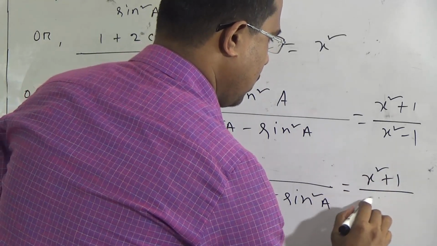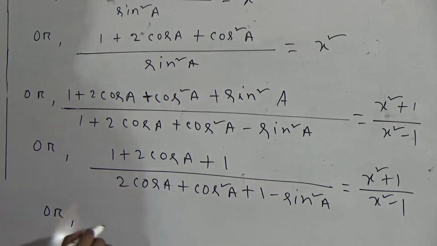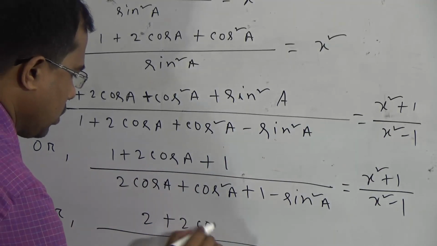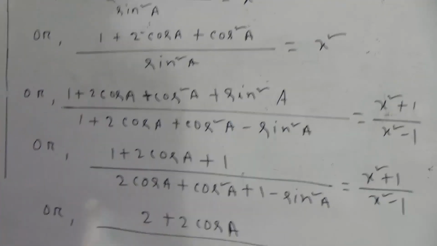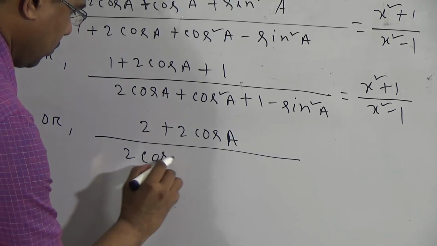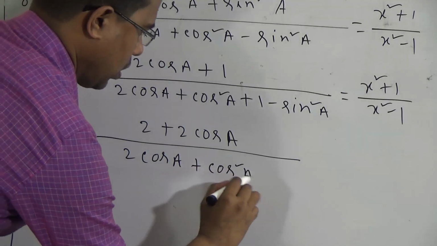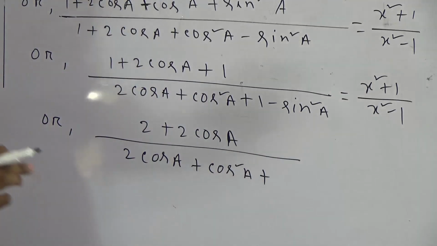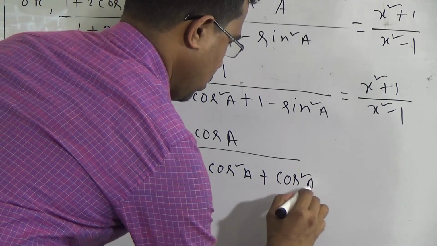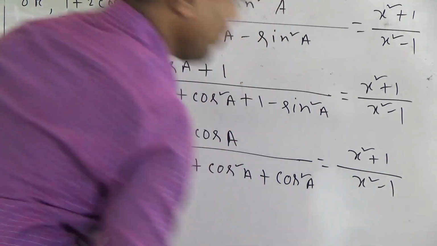x square plus 1 divided by x square minus 1, or now 1 plus 1 is equal to 2, 2 plus 2 cos A divided by here 2 cos A plus cos square A plus 1 minus sin square A. We know that 1 minus sin square A is equal to cos square A, so here we can write cos square A is equal to x square plus 1 divided by x square minus 1.